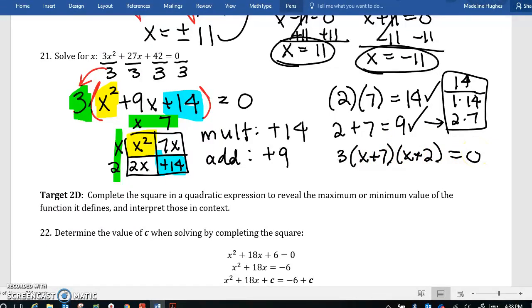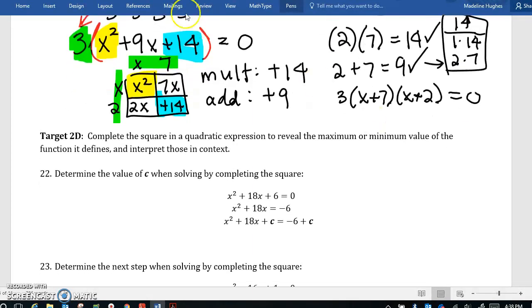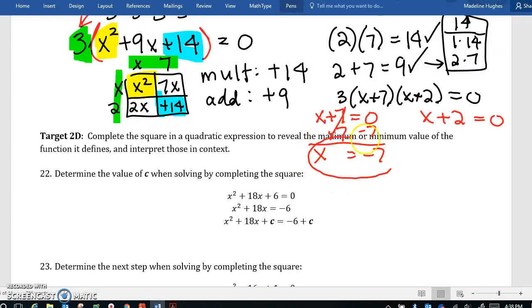And then the last step on this one, we are asked to solve, so we need to set each of these factors equal to 0 and solve. So I will do that in red. I'm going to do x plus 7 equal to 0, x plus 2 equal to 0. Subtract 7 on both sides. X equals negative 7. There's one answer. Subtract 2 on both sides. X equals negative 2. There's our other solution.